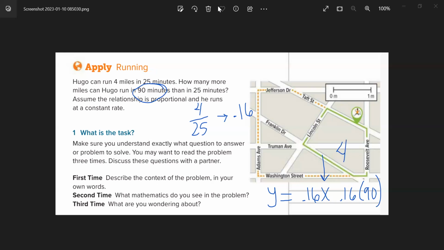14.4. Oh, I put 0.9, it's 0.4. That means that in 90 minutes, he runs 14.4 miles.